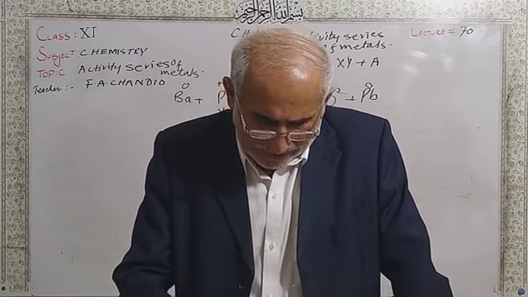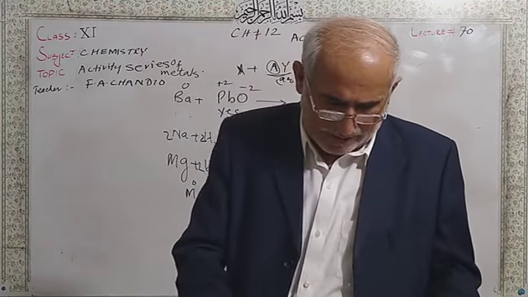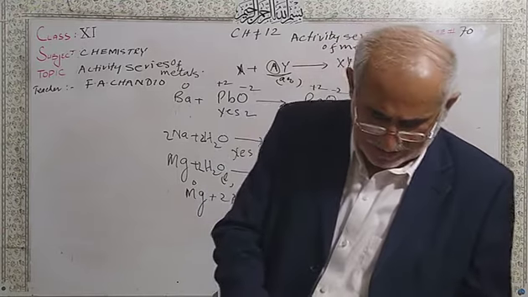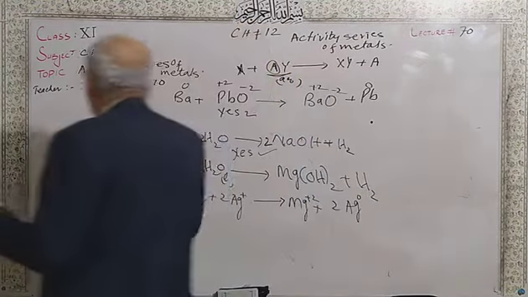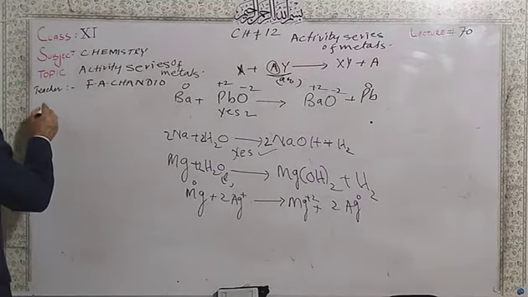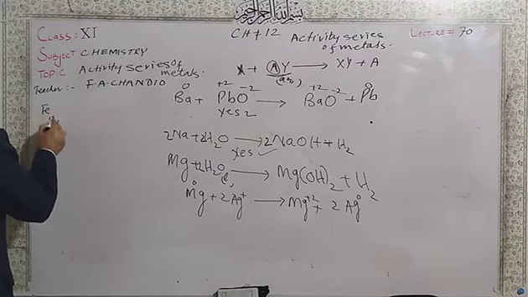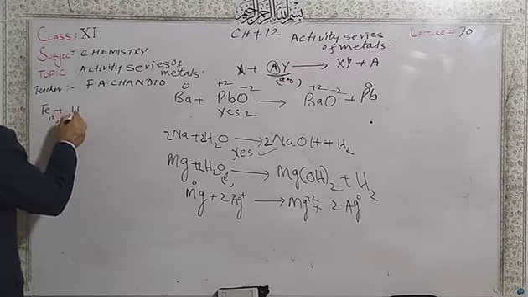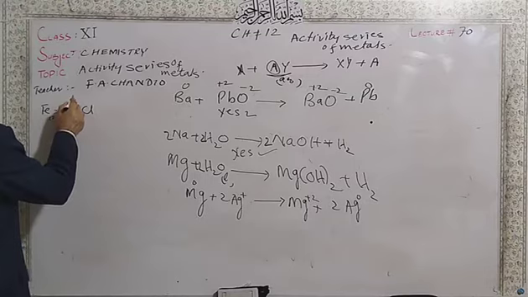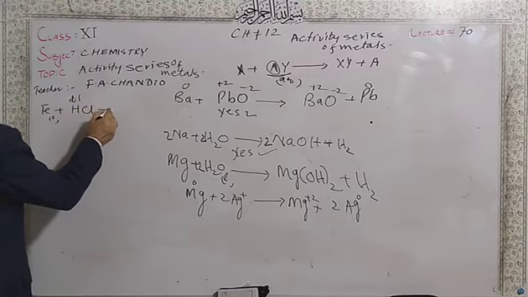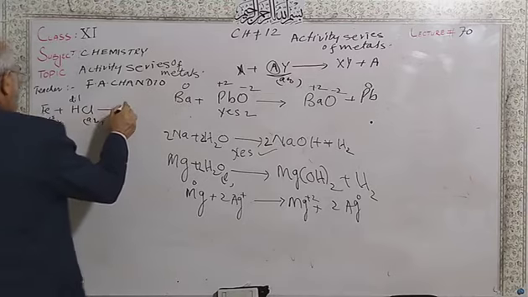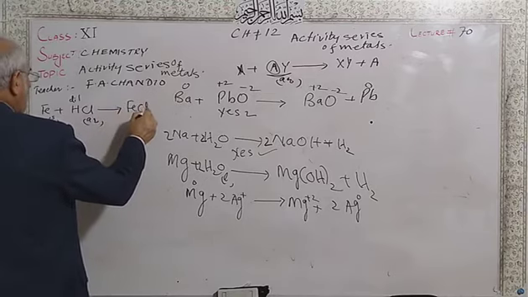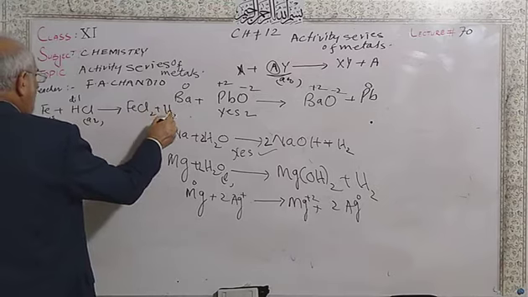Self-assessment 12.9: predict whether reactions occur in the following cases. Write the net ionic equation for the reaction. Iron metal is placed in a 1 molar solution of HCl, a dilute solution of HCl. So I am writing the chemical reaction, then giving the answer, yes or no.